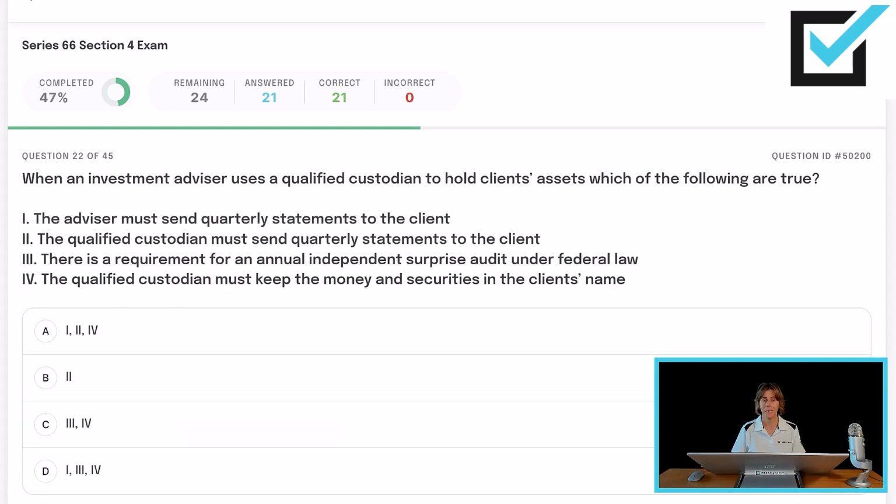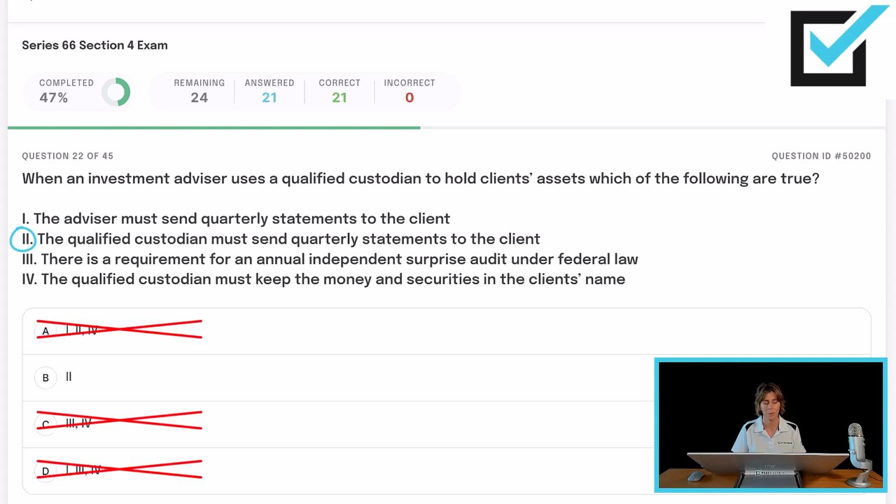When an investment advisor uses a qualified custodian to hold clients' assets, which of the following are true? The advisor must send quarterly statements to the client. That's 1. 2, the qualified custodian must send quarterly statements to the client. Okay, so it's either 1 or 2. It is, in fact, 2. So 1 is not part of the correct answer. 2 is part of the correct answer.